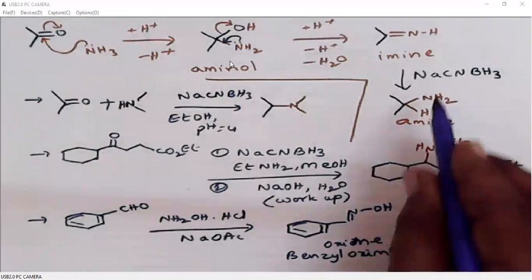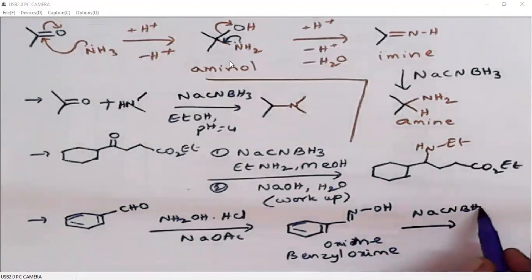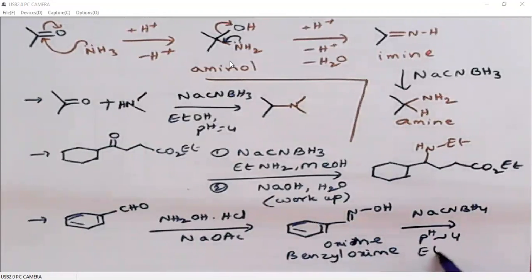Not only imines, benzyl oximes can also be reduced with sodium cyanoborohydride, pH around 4, and ethanol. So we will reduce the C double bond N to a C single bond N. So the product is NHOH. This is again a hydroxylamine.